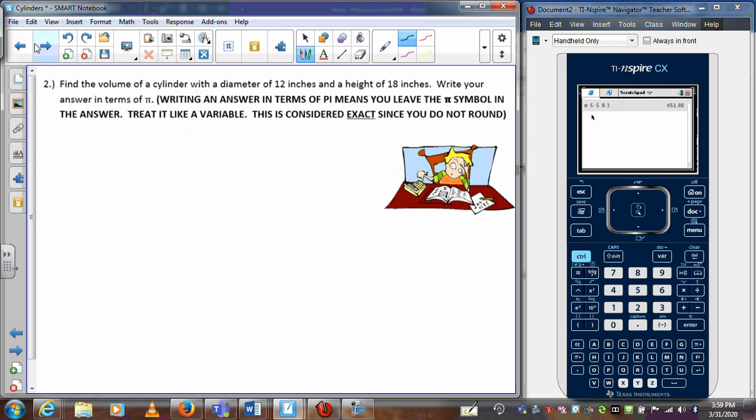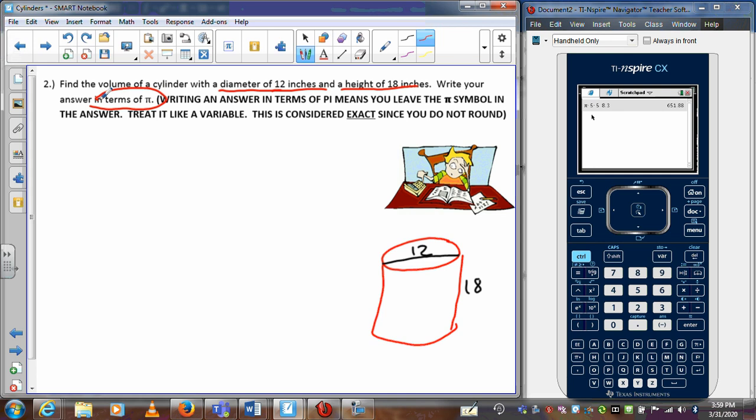And there's our first answer. Let's try another one. Find the volume of a cylinder with a diameter of 12 and a height of 18. So maybe I'll draw this here. You don't have to, but I'm going to. So the diameter going all the way across is 12, and the height is 18. Write your answer in terms of pi. What that means, and this is going to be really important, is you don't actually hit the pi button on your calculator. You actually leave the pi symbol in your answer. It's considered exact since you will not have to round.